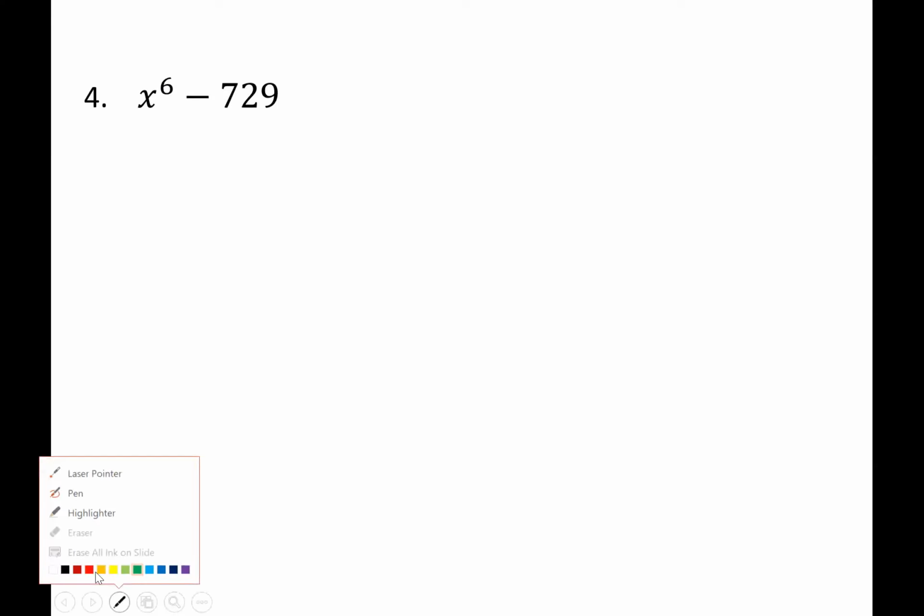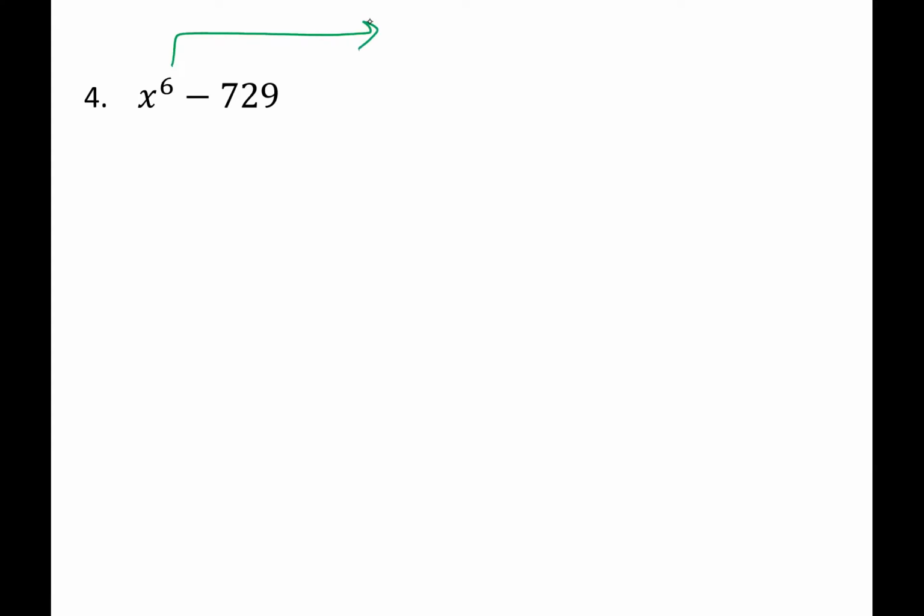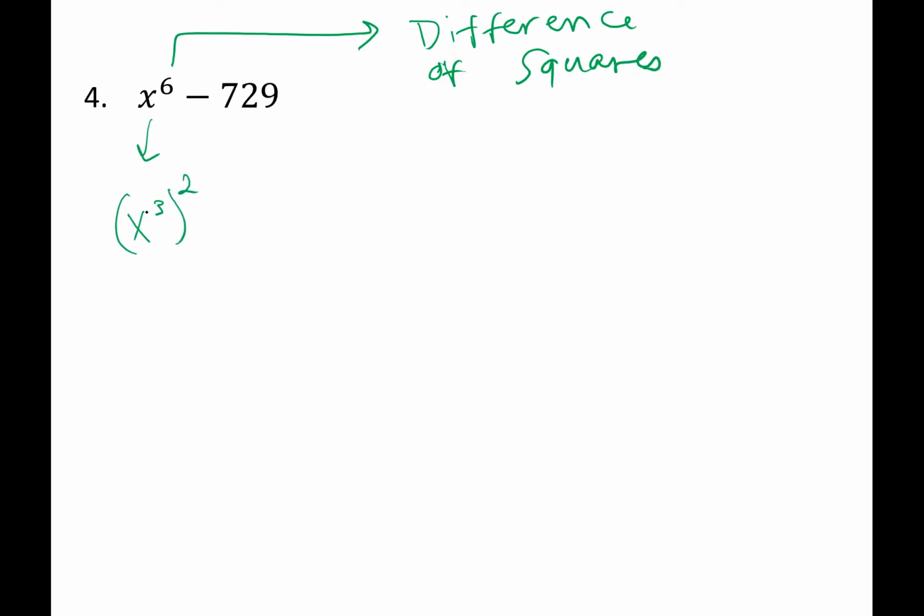Okay, there's a couple ways to answer that. One way to answer it is you could do either one. However, speaking from experience, it will be much, much, much easier if we start by treating this as a difference of squares. So I know that this 6 is a multiple of 3, but let's focus on the fact that it's a multiple of 2. So let's treat this as something squared. So it's going to be x to the 3rd squared.